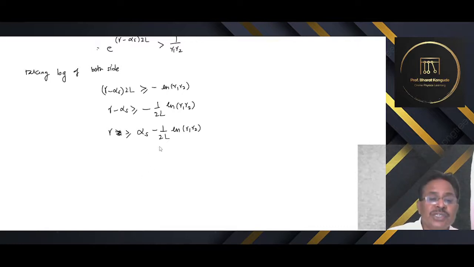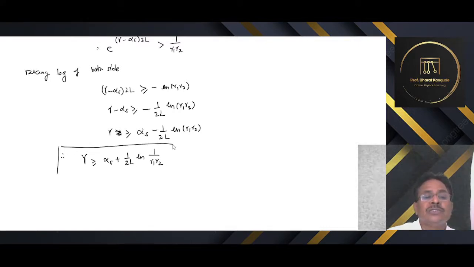Or I can change this sign here. This negative sign can be made a positive sign in the following way. Gamma greater than or equal to alpha s, this is absorption or loss, plus 1 upon twice L, and this log can be written in the denominator, so it can be written as log of 1 upon R1 into R2. This is the important relation that tells you gain should be governed by this equation for every such operation.